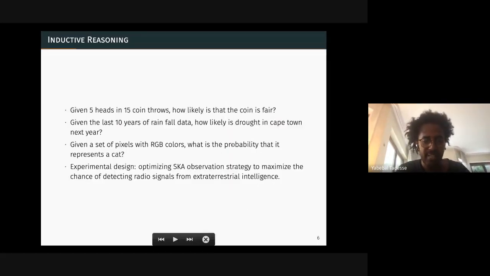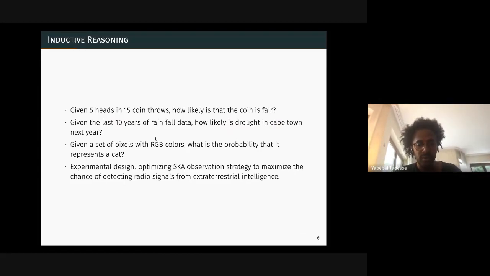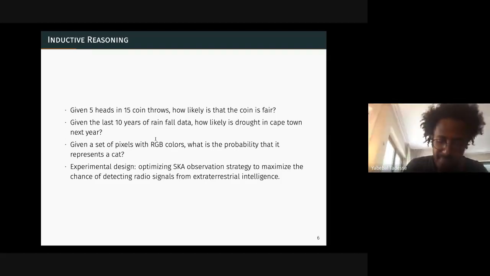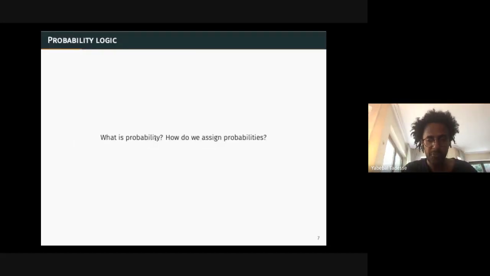But in another example, as I gave, let's say you have data which tells you 10 years of rainfall, and then you want to ask how likely is the drought in Cape Town next year, or in Dakar, Senegal next year. So you want to infer about drought. In this case, drought is the hypothesis you want to test. Or if you have a set of pixels, you want to ask how likely it is that it is a cat picture. That's another way. Hopefully that answers your question.